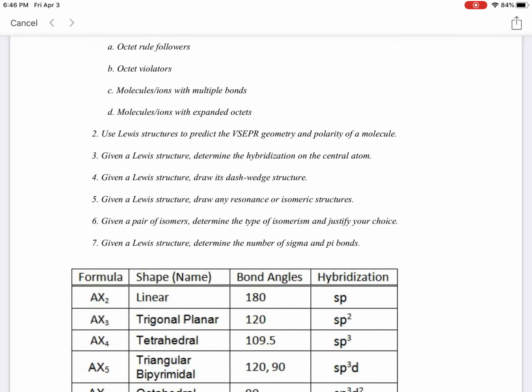Number 3, given a Lewis structure, determine the hybridization. So is it sp, sp2, sp3, sp3d, sp3d2? We're not going to go higher than 6 things around the central atom.